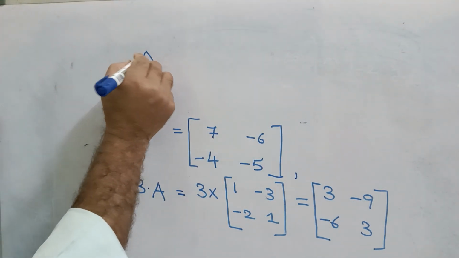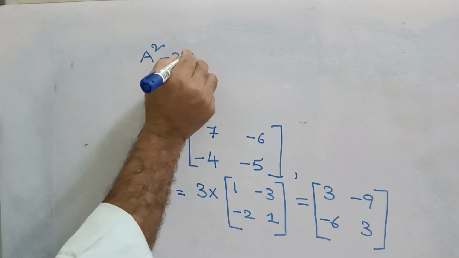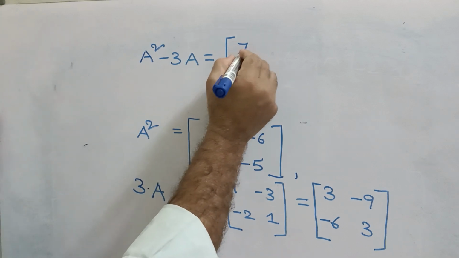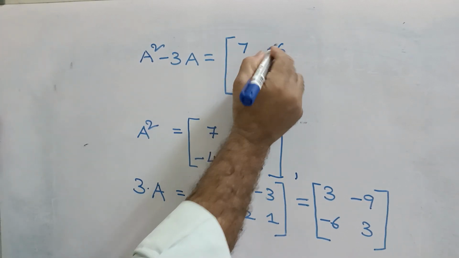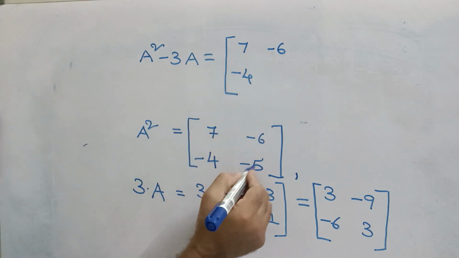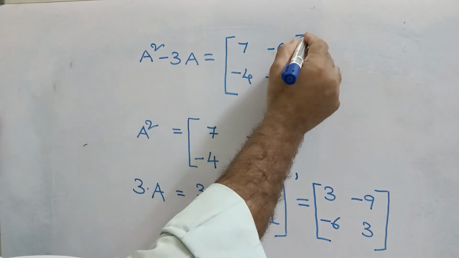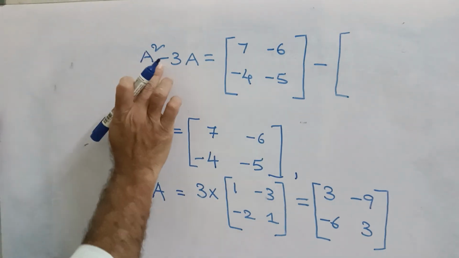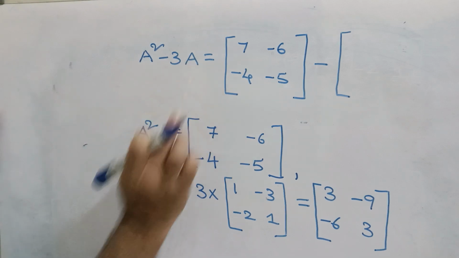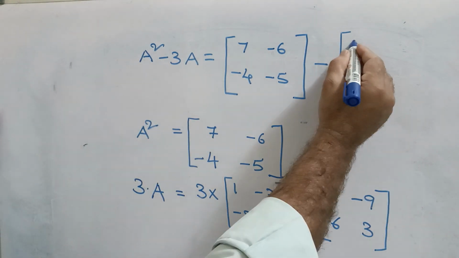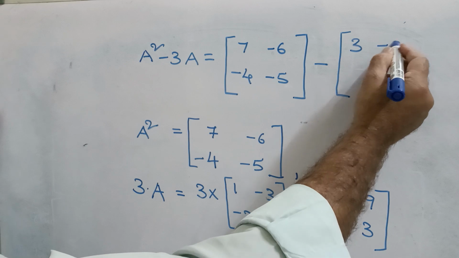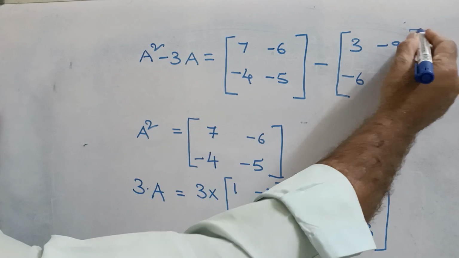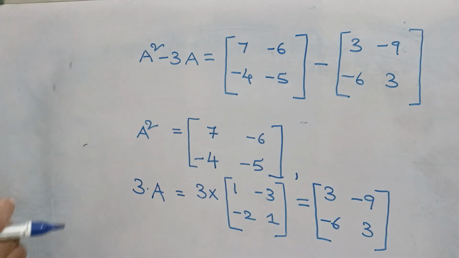Okay. So a square minus 3a is equal to, what is the a square value? It is 7, 6, minus 6, minus 4, and then minus 5. Am I clear? This is a square, minus, because the minus is there, what is 3a? 3a is equal to this much: 3, minus 9, minus 6, 3. Got it? Now I can erase this.